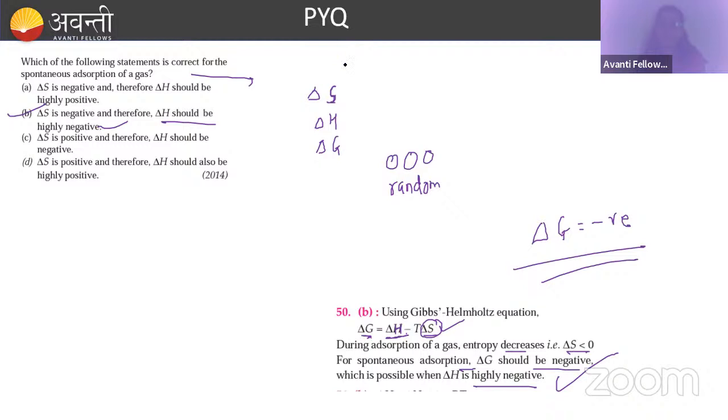Okay, next, let's move on to the next problem. For a reaction, here the reaction is given. We have been given delta U, we have been given delta S. We need to calculate delta G. So just use our equation: delta H is equal to delta U plus delta n_g RT.